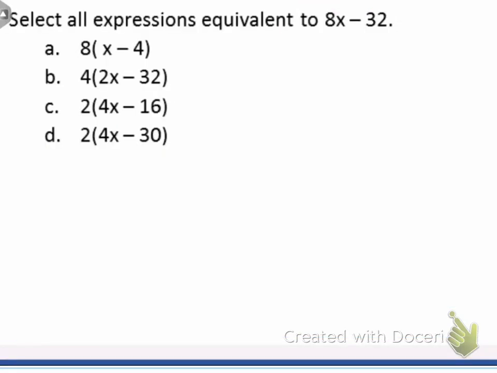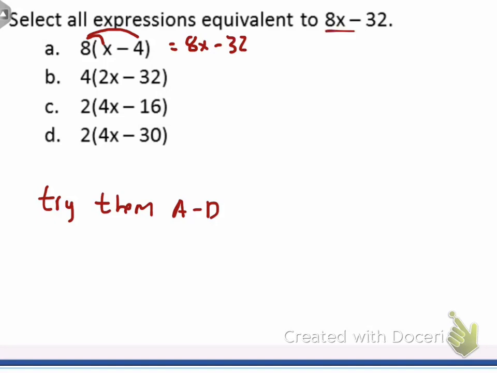Select all expressions equivalent to 8x minus 32. So first, why don't you try them? A through D. So how do we do this? First we multiply both. So 8 times x, this equals 8x minus 32. Check.